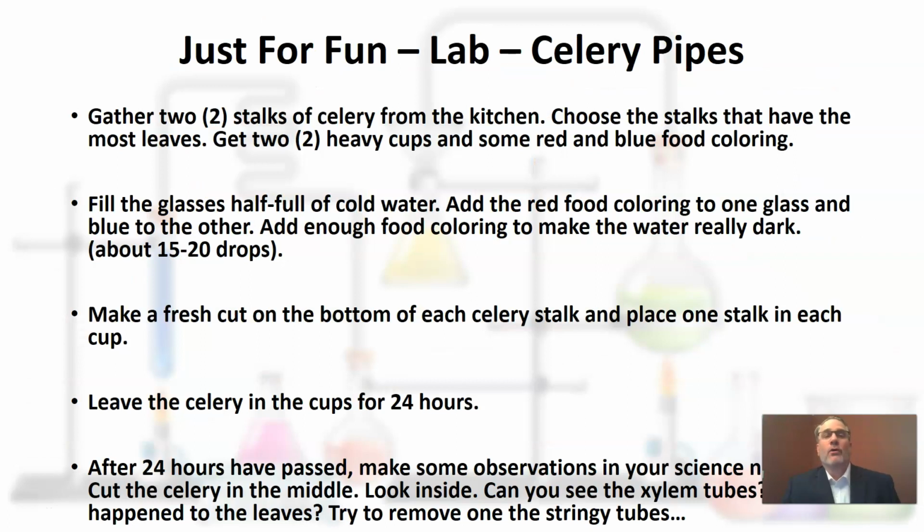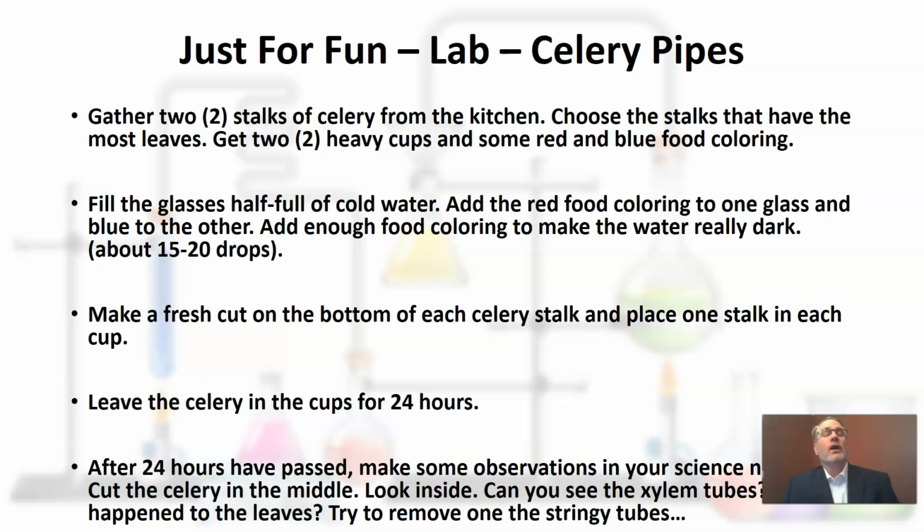All right, so our goal today is, if we're going to do something just for fun, our lab is we're going to look at celery. And this is a pretty simple experiment, but it takes a while. The first thing you're going to need to find is 2 stalks of celery from your kitchen. Check the refrigerator. It's okay if the celery you have in the refrigerator looks old or wilted. The thing I want you to choose is the stalks of celery that have the most leaves on top. Okay? So after you have your celery, you only need 2 stalks.